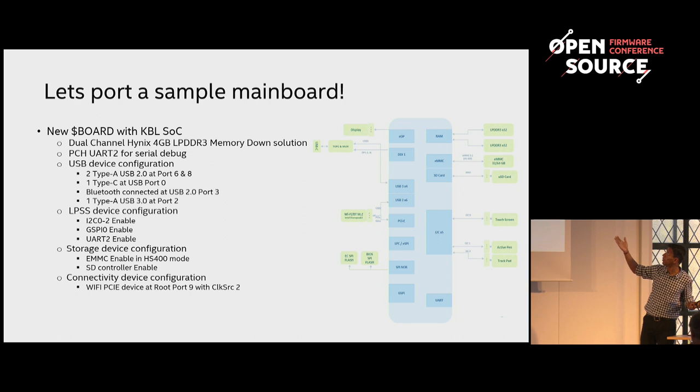And then you have your display over eDP, and you have a bunch of USB devices. And from the storage side, you are having eMMC and an SD controller. And for connectivity, you are having BT and Wi-Fi over PCI Express. So all this data can be derived from your schematics.